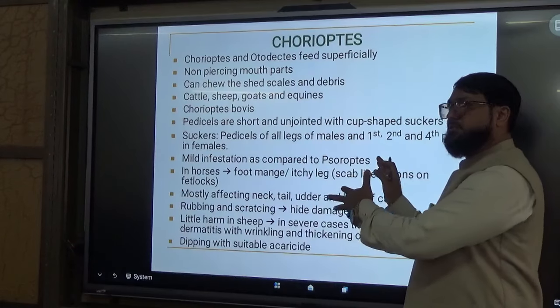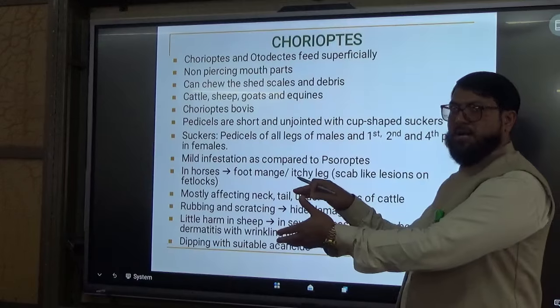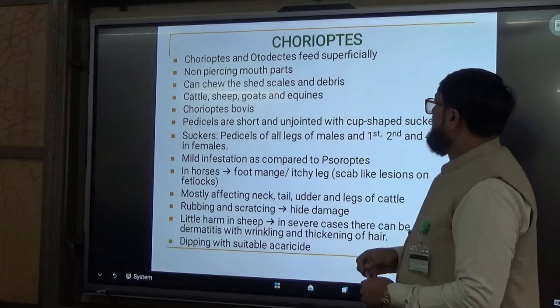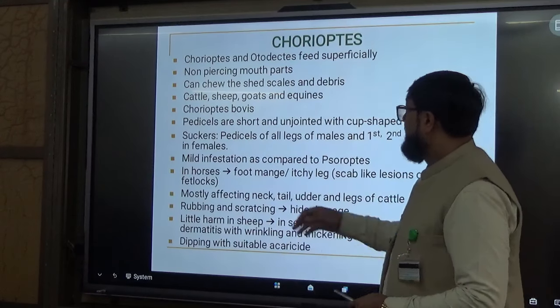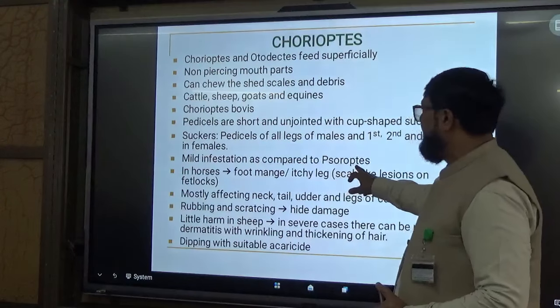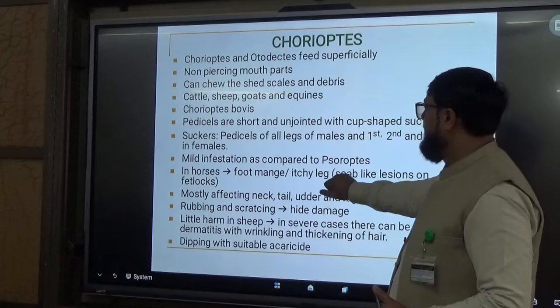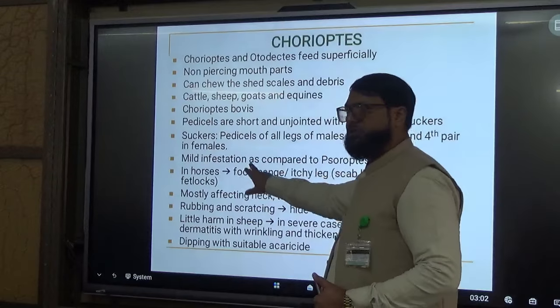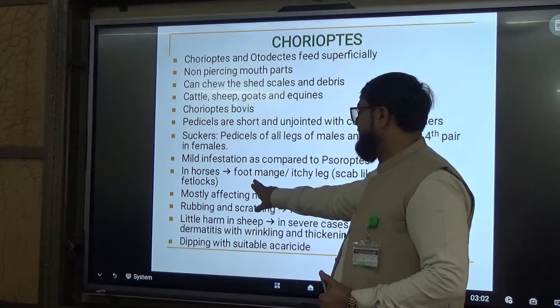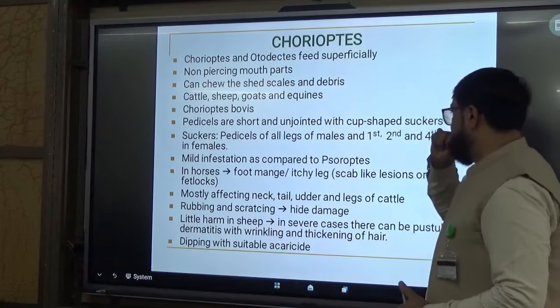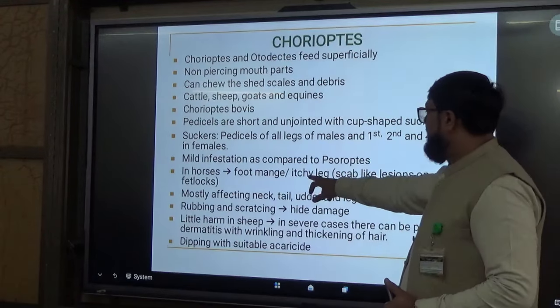Now Chorioptes has to be differentiated well from Sarcoptes, right? And as well as Psoroptes. Mild infestation as compared to Psoroptes, it is of milder nature. In horses, it is causing mostly mange in the foot region. That's why it's called foot mange, or it's called itchy leg.